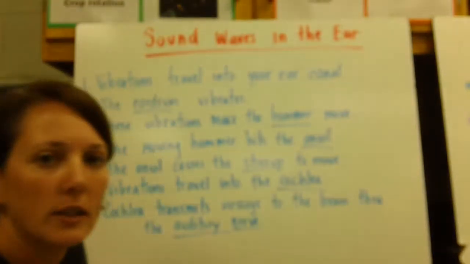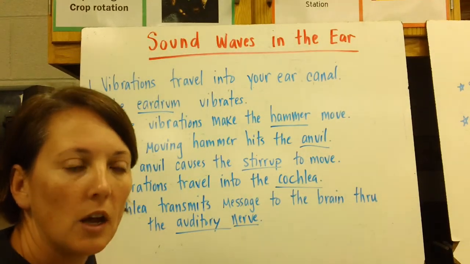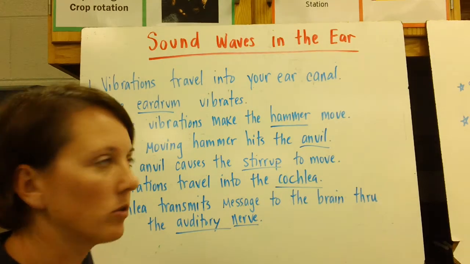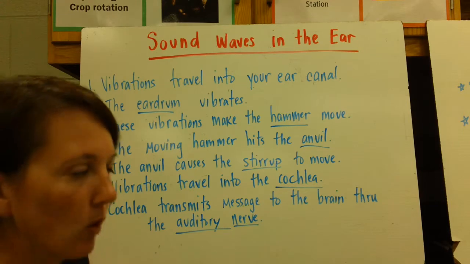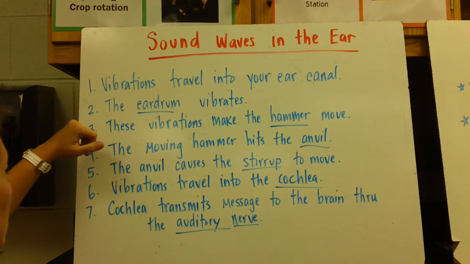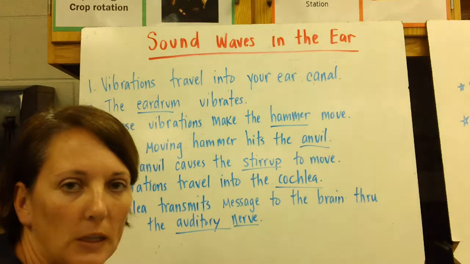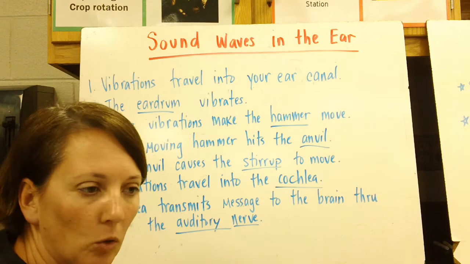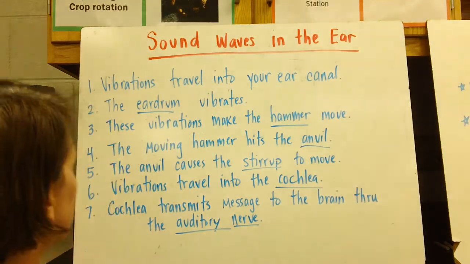All right, and we're going to start today with the parts of the ear. How do these vibrations travel into our ears so we can actually hear them? Step number 1, and you will need to write everything on this board. Vibrations travel into your ear canal. Once they're in the ear canal, they cause the eardrum to vibrate, and the eardrum is basically this thin little piece of skin that vibrates back and forth, almost like hitting a drum with a stick.